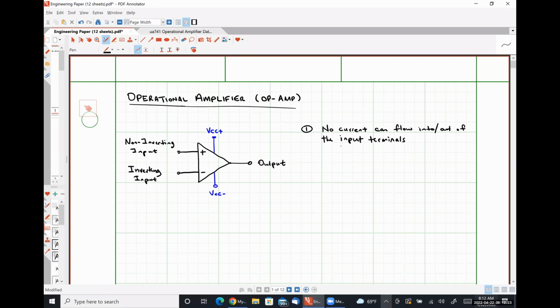And I'm going to underline the word input here because that rule very specifically only applies to the input terminals, okay? So current can flow into and out of our power supply terminals. Current can flow into and out of our output terminal, but under ideal conditions, current can never flow into or out of our input terminals.